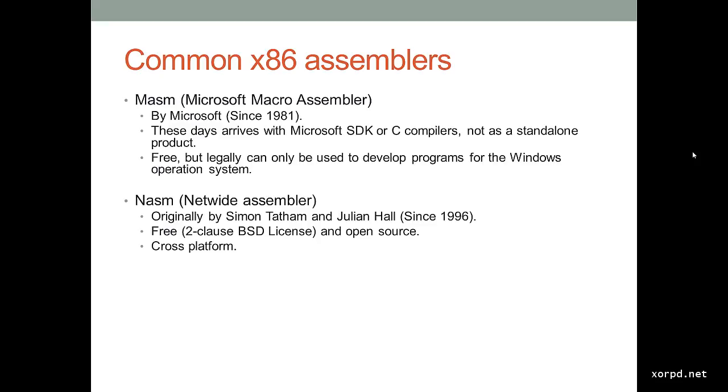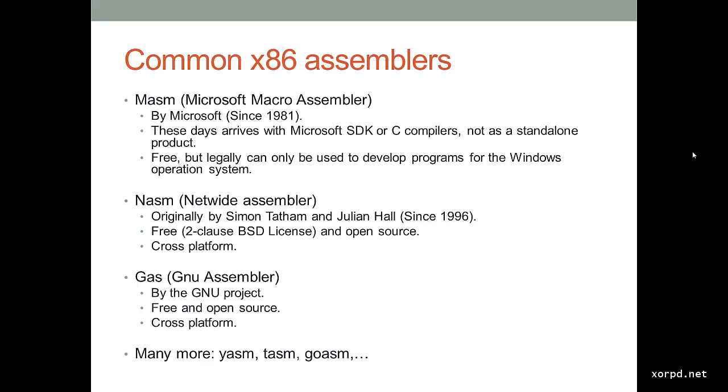The next assembler, NASM, also known as the Netwide Assembler. Originally by Simon Tatham and Julian Hall, it was released in 1996. It is also free, and in addition open source. This assembler is cross-platform. It works both on Windows, Linux, and even some other interesting operation systems. GAS, the GNU assembler. Made by the GNU project, it is free and open source and cross-platform.